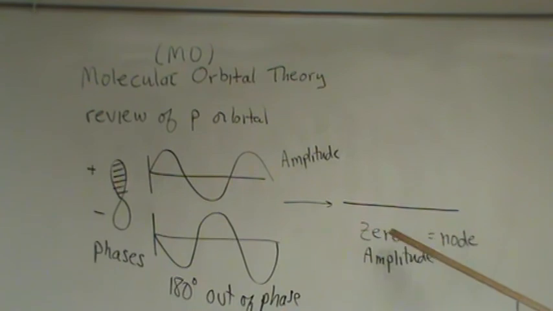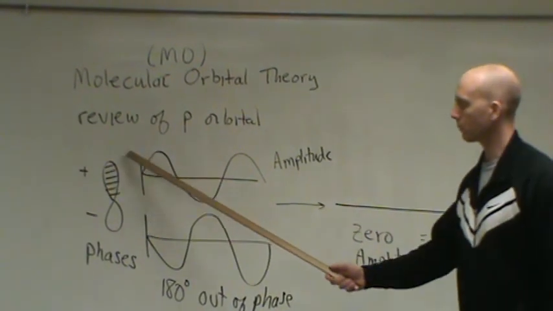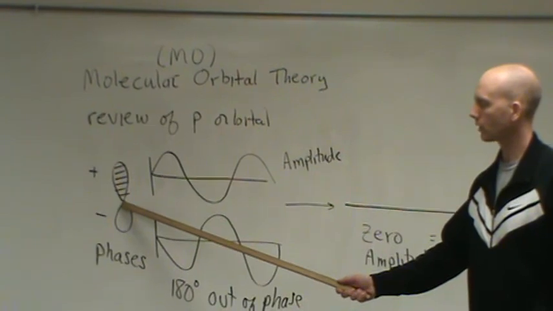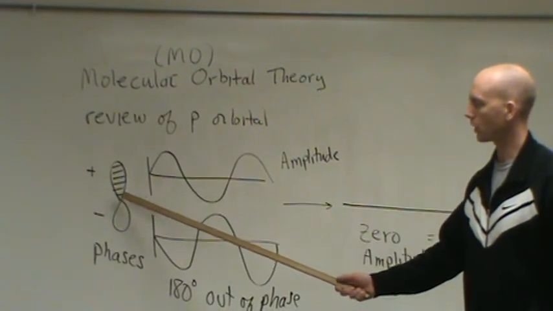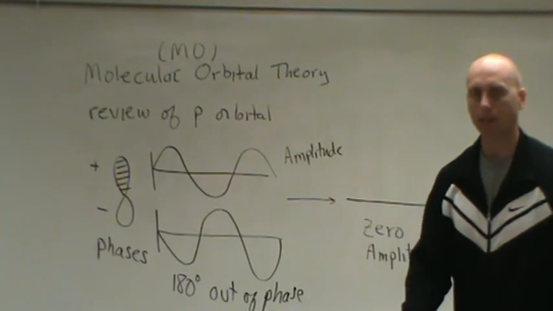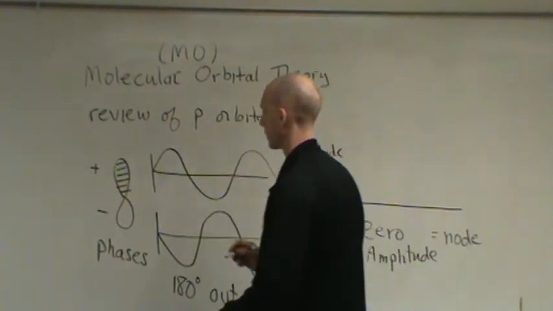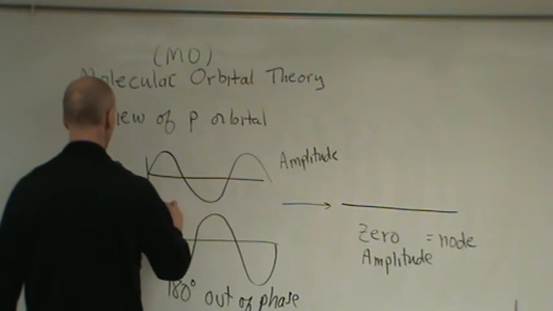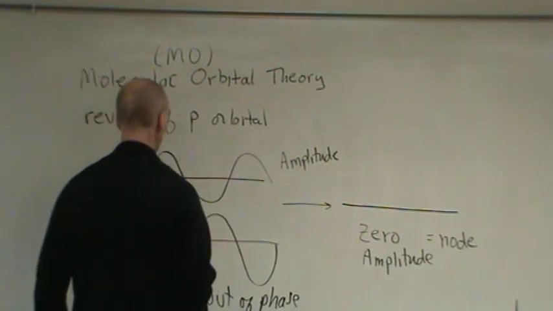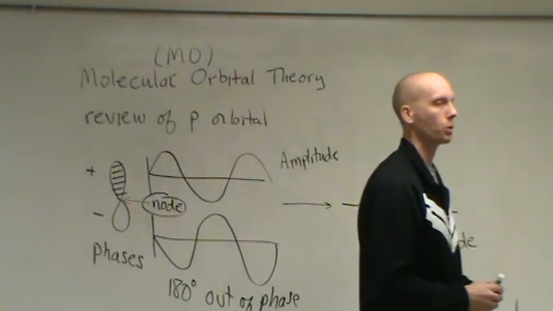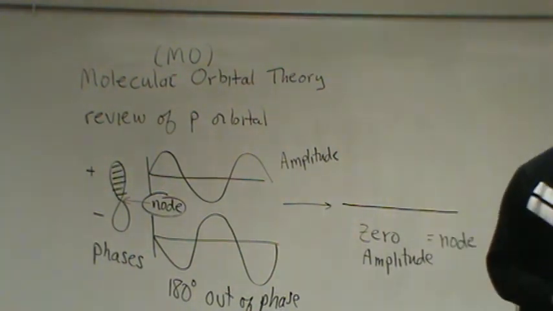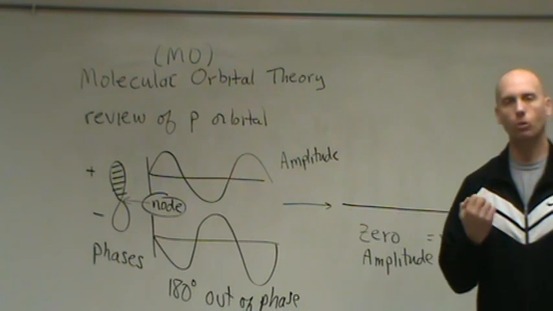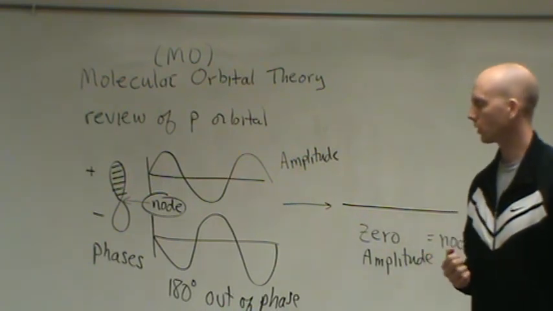Do you see where the node is in the p orbital? Yeah, it's right there in the middle, because there's no thickness at that point. It's just simply a point. So the node is right there. That's what we get every time we have a plus and a negative phase colliding. We always get a node at that point.